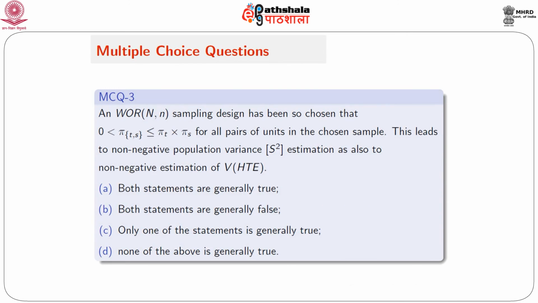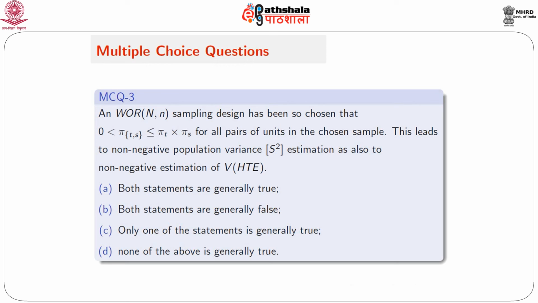Next one. A without replacement sampling design has been so chosen that 0 less than pi ts less than or equal to pi t times pi s for all pairs of units in a chosen sample. This leads to non-negative population variance, capital S squared, estimation, as also to non-negative estimation of the variance of the Horvitz-Thompson estimator. Both statements are generally true, both are generally false, only one of the statements is generally true, none of the above is true.